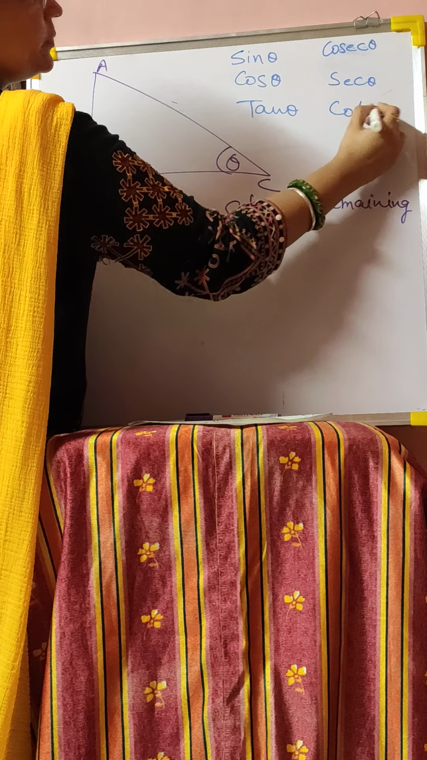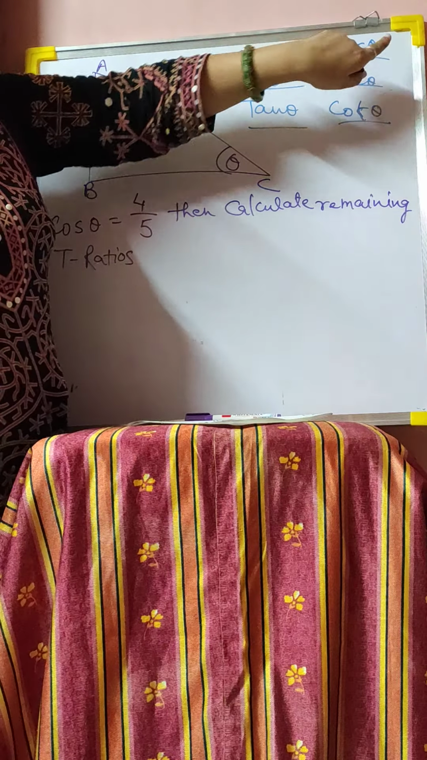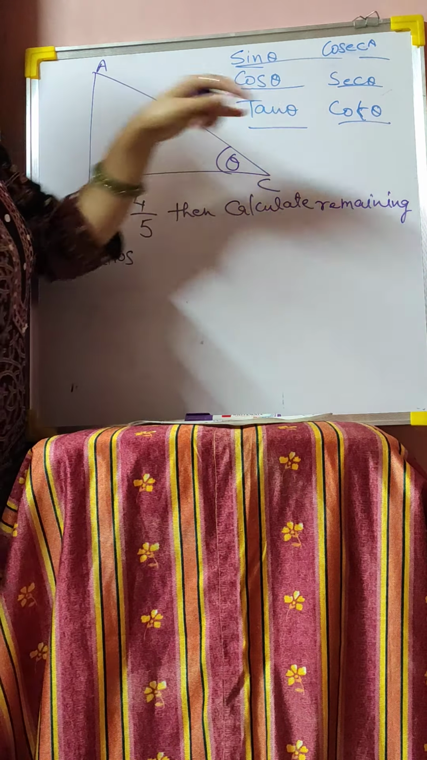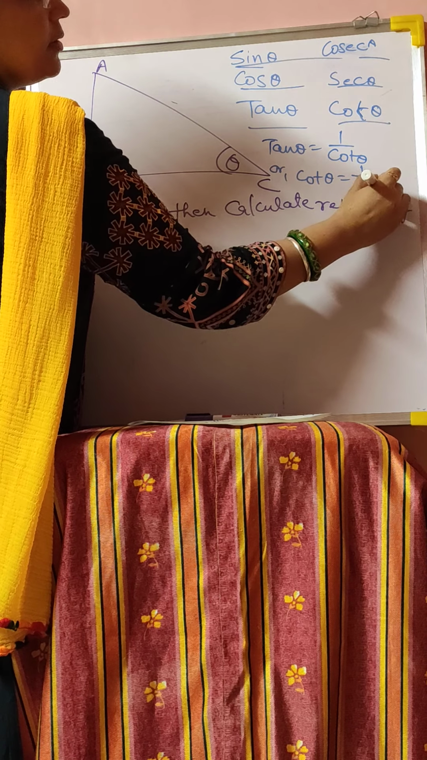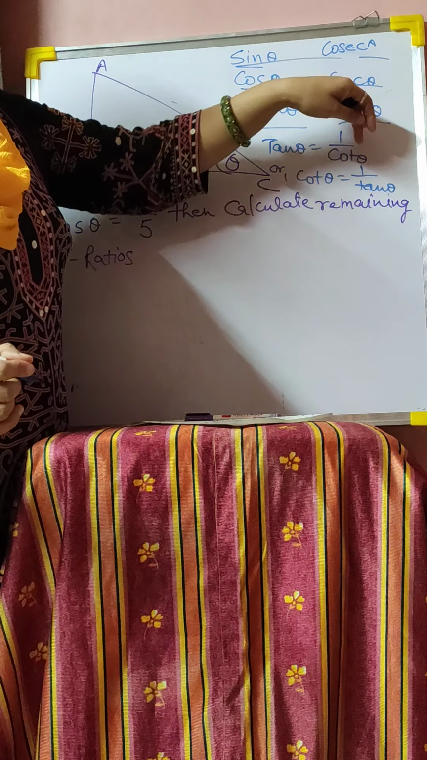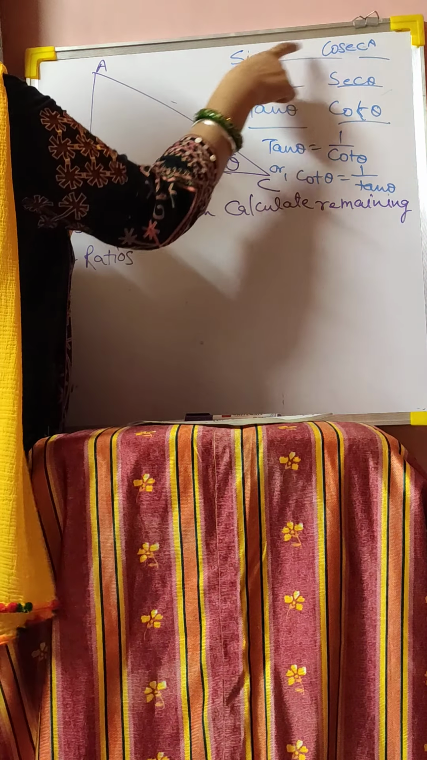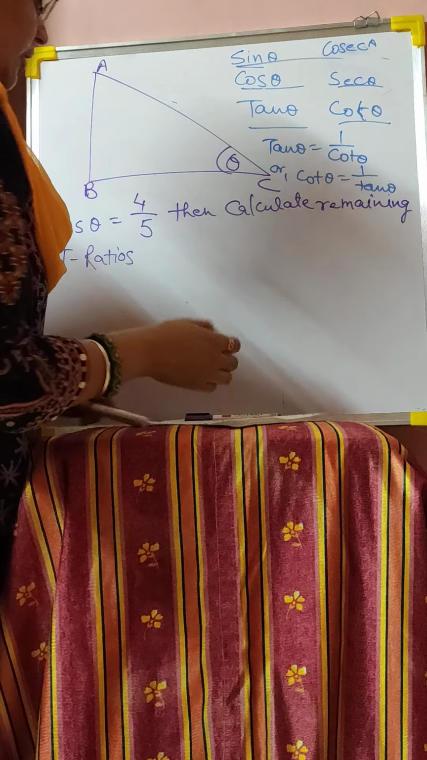Why have I written like this? So that you remember that cosec is the reciprocal of sin theta, sec is the reciprocal of cos theta and cot is the reciprocal of tan theta. Reciprocal means tan theta is equal to 1 by cot theta or cot theta is equal to 1 by tan theta. Similarly, sec theta is equal to 1 by cos theta, sin theta is equal to 1 by cosec theta and cosec theta is equal to 1 by sin theta.